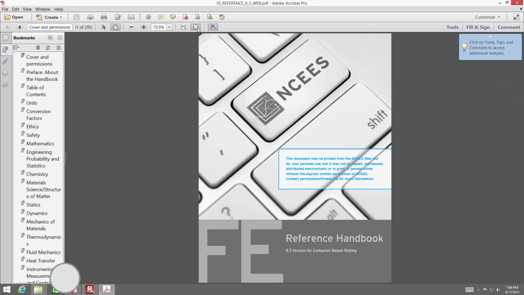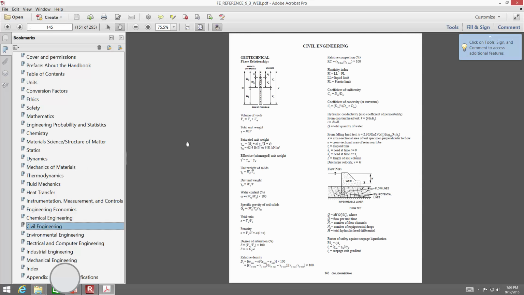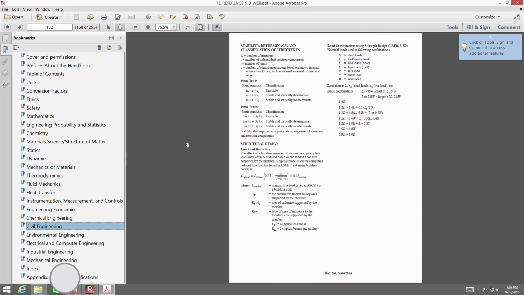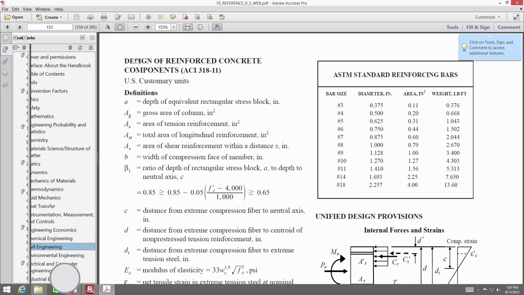All right, so here's the FE reference manual. Okay, so let me make that bigger. Okay, so here on the left, got all the table of contents. Let's go to civil engineering. Okay, so I'm scrolling past the soil stuff, and now I'm into the structure stuff with concrete.